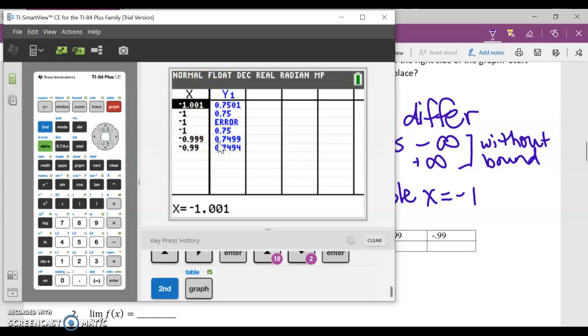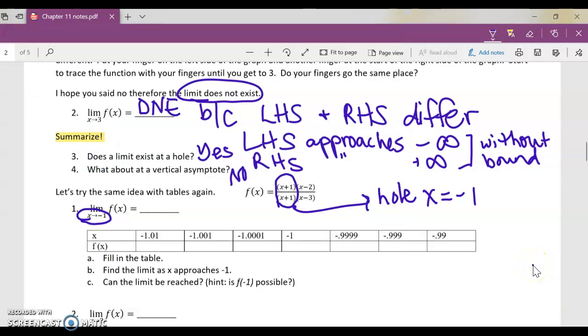With the decimals, I think it's more clear to see what my y values are getting close to. 0.7501, 0.75, error, 0.75, 0.7499, 0.74994. You can see those are definitely approaching 0.75. So I would say my limit is 0.75. That's what these are approaching. So as I go back over here, my limit is 0.75.